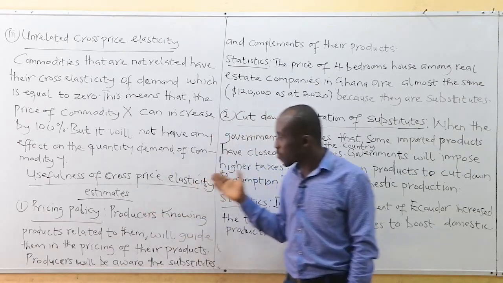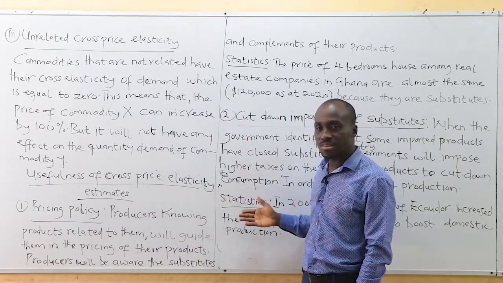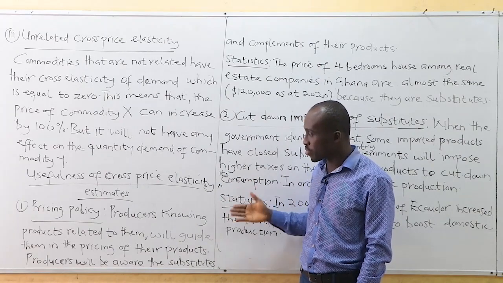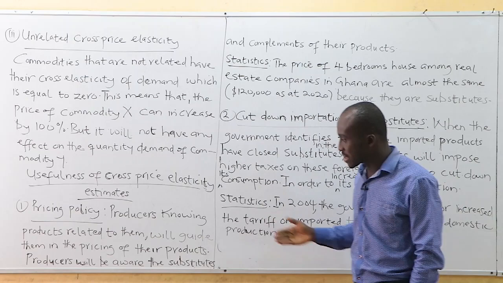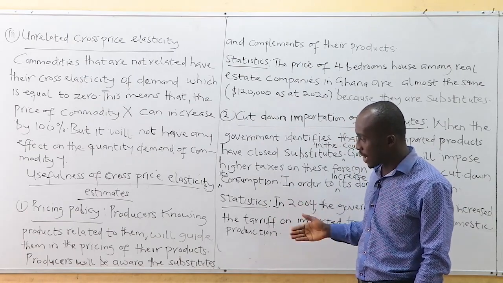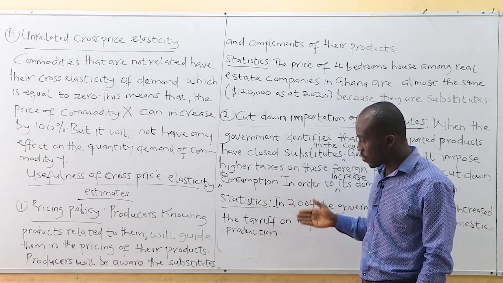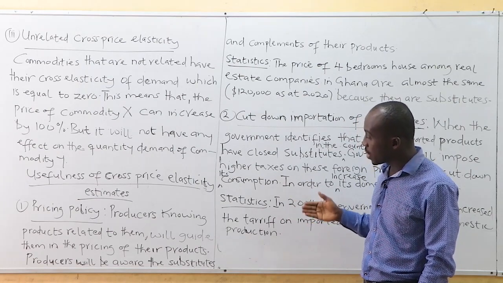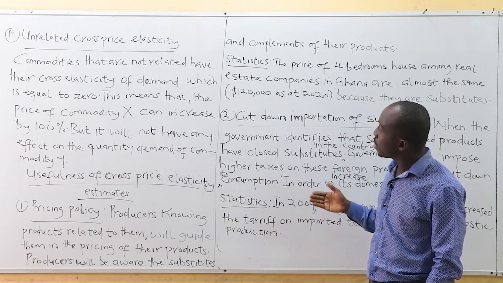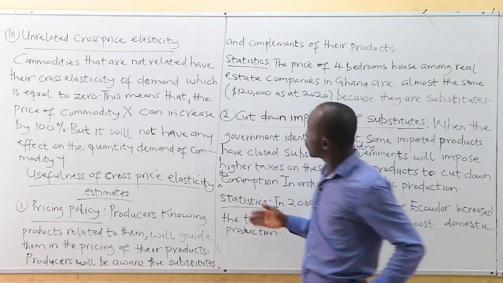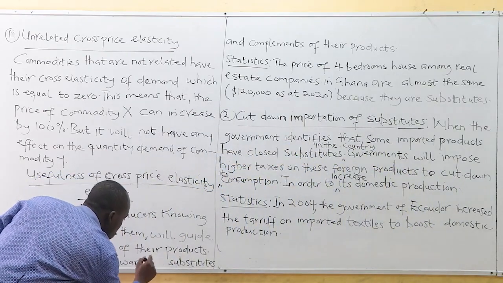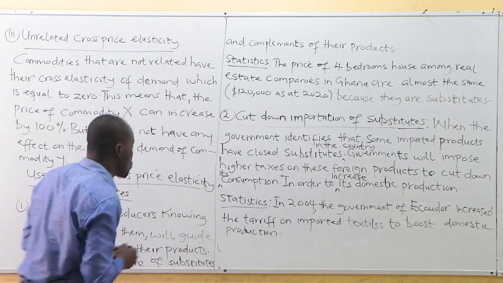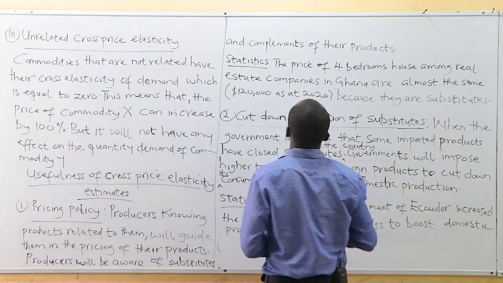What is the usefulness of cross-price elasticity? First, pricing policy. Producers knowing products related to theirs will guide them in pricing their product. Producers will be aware of substitutes and complements of their product.